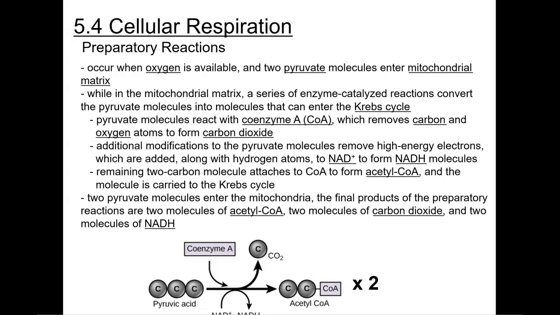Additional modifications to the pyruvate molecule are then going to remove high energy electrons, which are then added along with the hydrogen atoms to NAD+, and that forms the NADH molecules. The remaining 2 carbon molecule is then going to attach to the CoA to form acetyl-CoA, and those molecules are then going to be carried to the Krebs cycle. So 2 pyruvate molecules enter the mitochondria. The final products in that preparatory reaction are going to be 2 molecules of acetyl-CoA, 2 molecules of carbon dioxide, and 2 molecules of NADH.